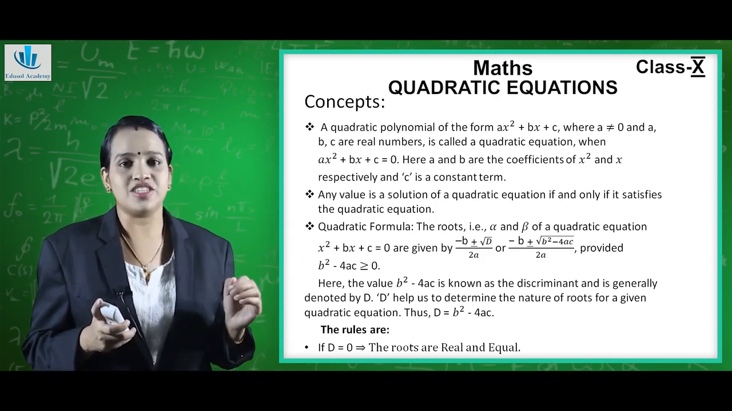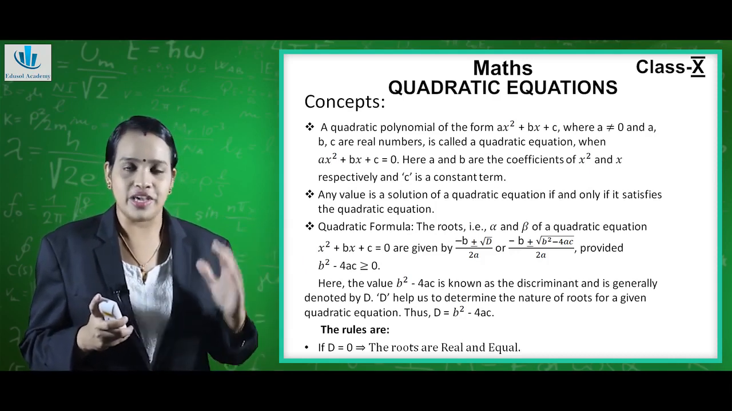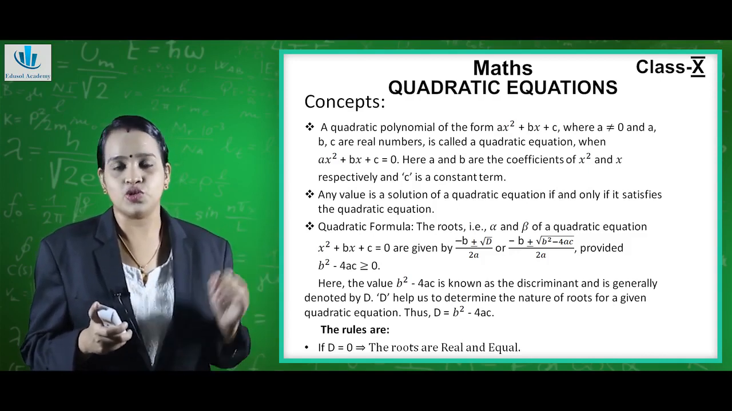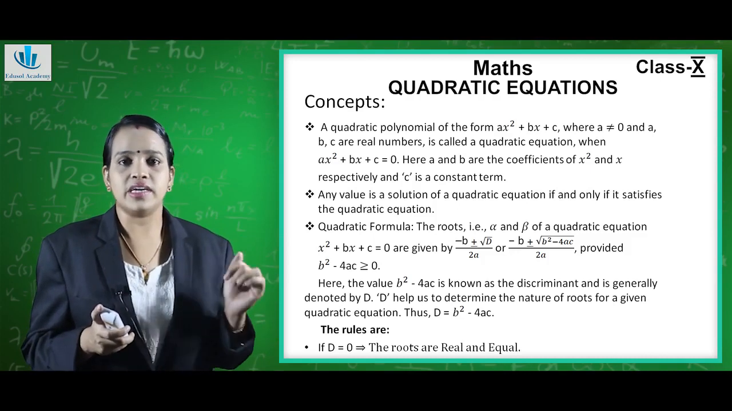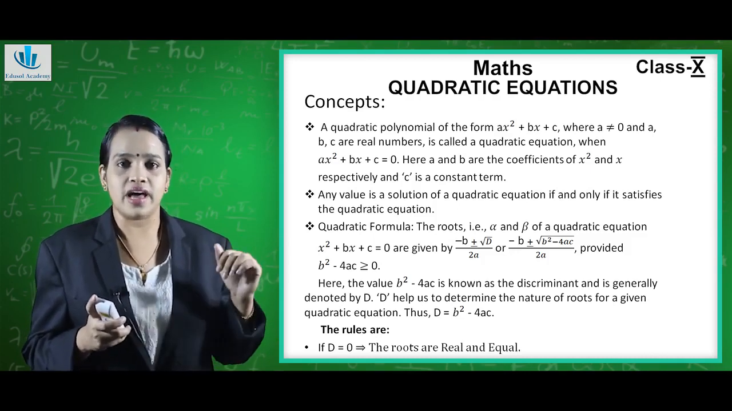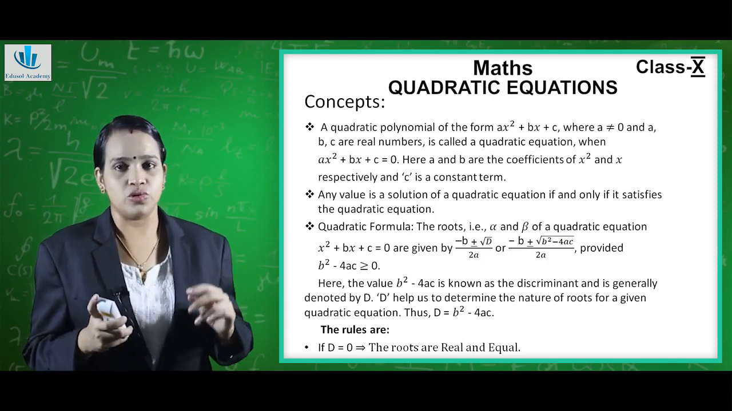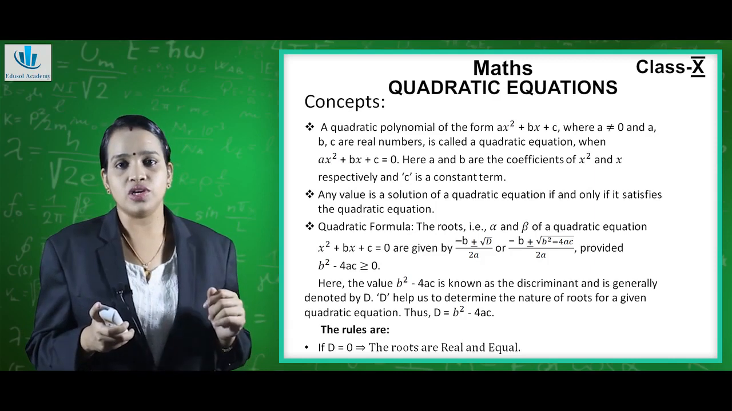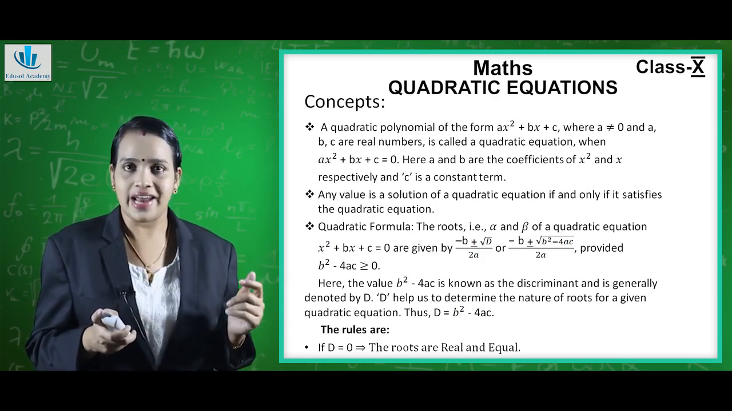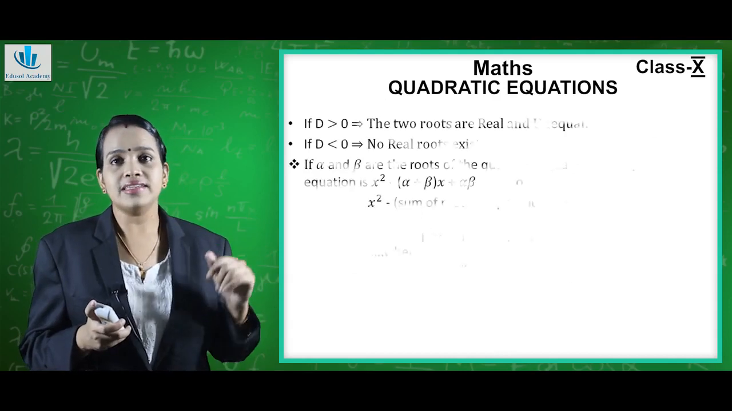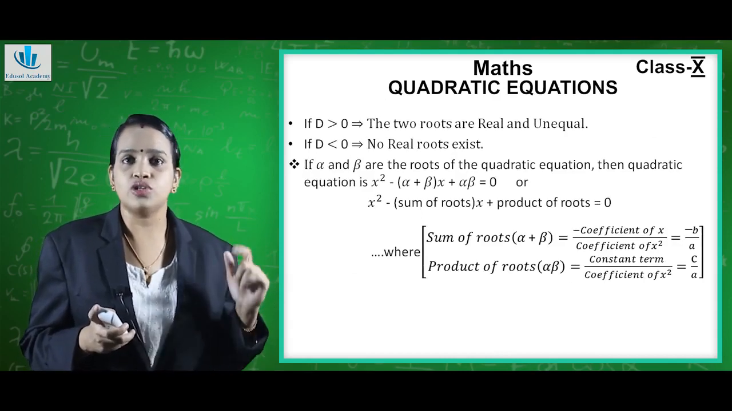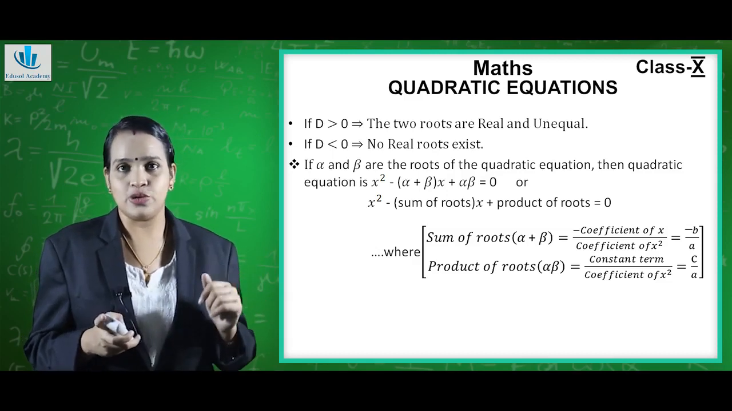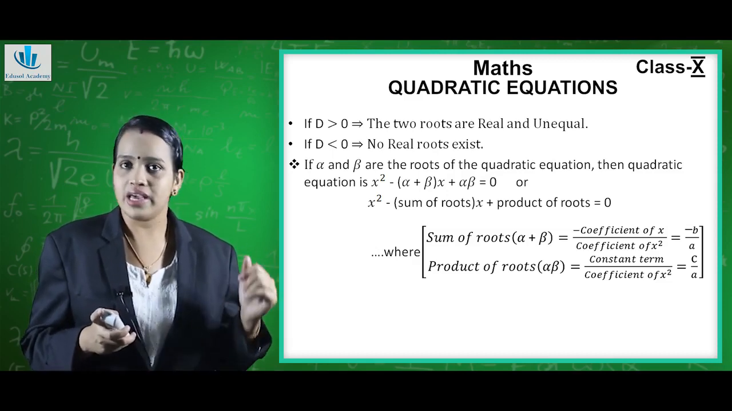Now this D helps us to determine the nature of roots for a given quadratic equation. So we can say that D is equal to b raised to 2 minus 4ac. Now we will see what the rules for D are. When D is equal to 0, the roots are real and equal. When D is greater than 0, the two roots are real and unequal. When D is less than 0, no real root exists.